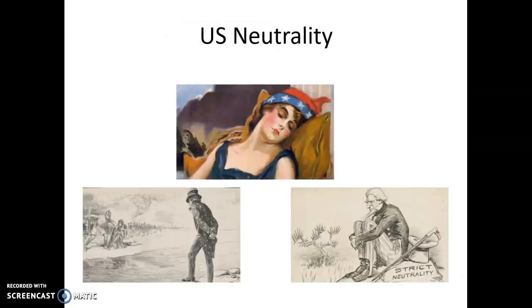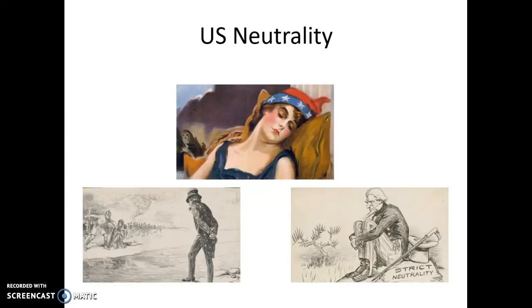Meanwhile, back in the US, Wilson urged US citizens to remain neutral. Because there were Irish immigrants who were against British rule, there were German immigrants who would have supported Germany. And so by joining one side and not the other, the United States would actually divide itself even further.